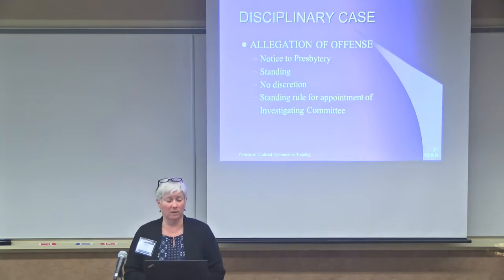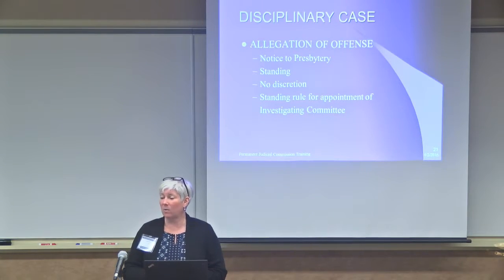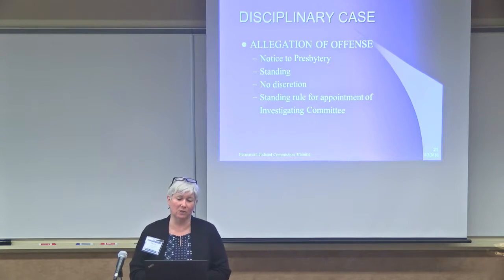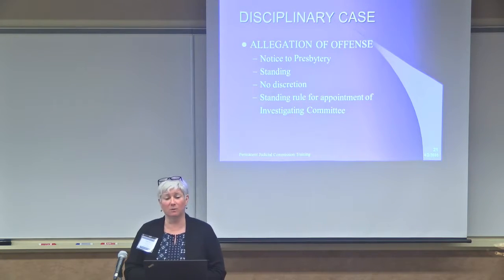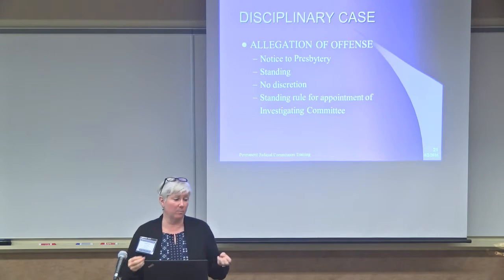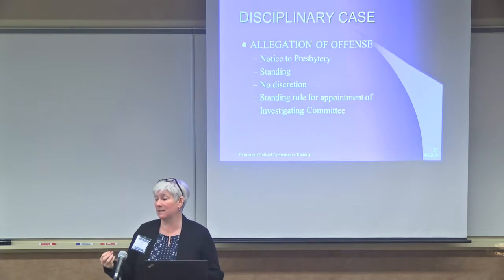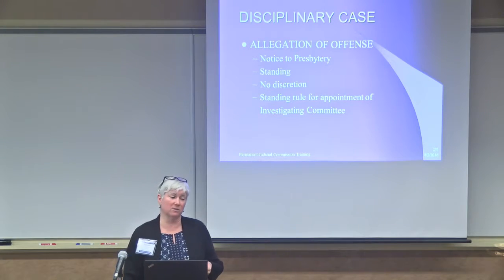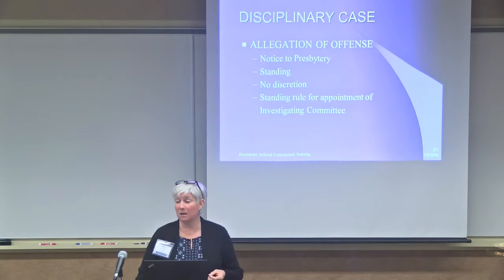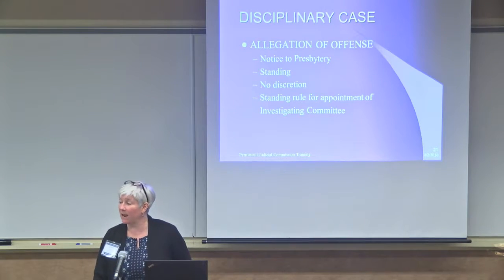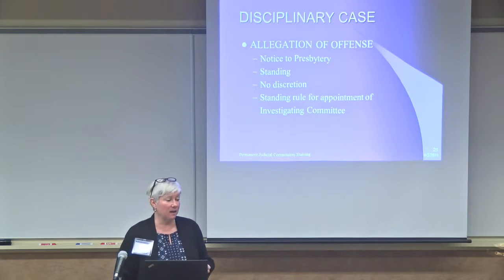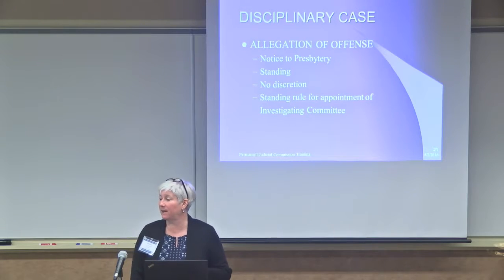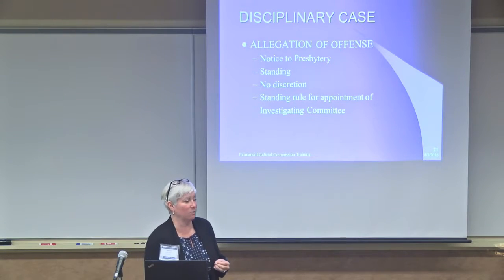Chapter 10 is the chapter that talks about the process of an investigating committee, and what an investigating committee is supposed to do. The first thing that they do, because there's no evaluation of that written allegation on the part of the stated clerk, when they receive that written allegation from a member of the Presbyterian Church, that automatically triggers the standing rule for the appointment of the investigating committee. The first thing that an investigating committee has to do is look at that written allegation and ask, does this rise to the level of an offense? Is this an allegation that would be an offense?